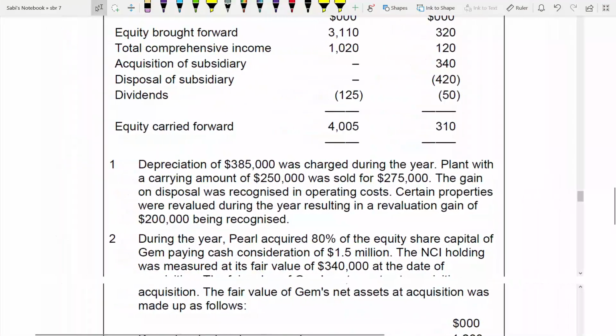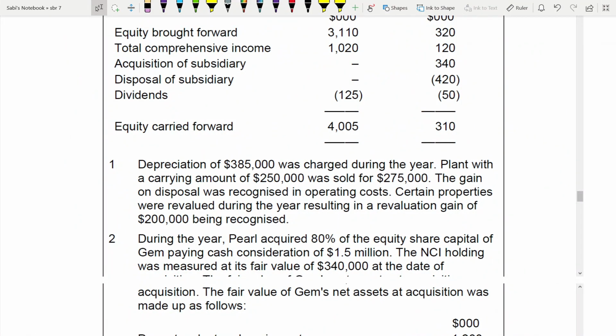Okay, so in the first note, even if I don't read the whole thing, the moment I read the depreciation, I know it is about plant, non-current asset only. So depreciation has been given as 385,000. Carrying amount is 250, sold at 275. Gain is under operating cost. Certain properties were revalued and revaluation gain is 200,000. Okay, see, under one point they will give about one item only. So this is about plant. All profit regarding plant, depreciation regarding plant, revaluation regarding plant, everything is under one.